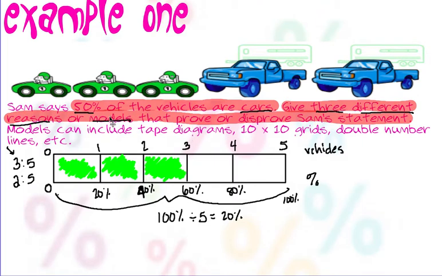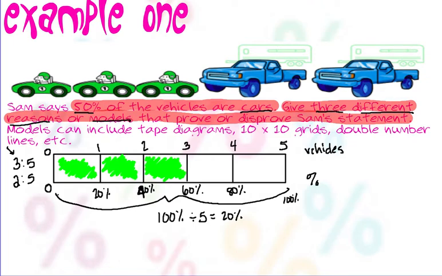So I know that when I have 3 cars, that's 60% of the vehicles. Well, Sam said that 50% of them are cars. And here in my diagram, I see that nope, if I have 3 vehicles, that's equal to 60% of my total. So here we're realizing that we are disproving Sam's theory. The other way I can do this is I can change my percent to a fraction.